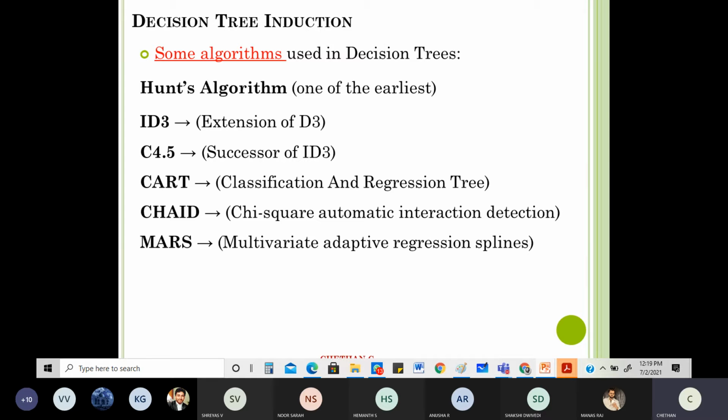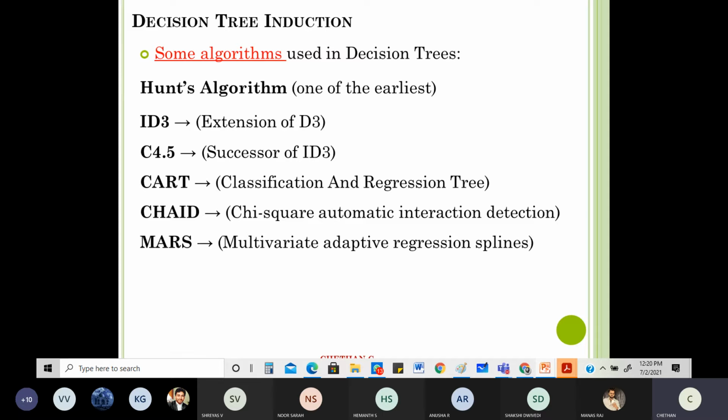Now, what is the next thing? All these algorithms: one, UNS, ID3, C4.5, the successor of ID3. Then you have CART. What is CART? Classification and regression tree. You're going to learn a lot of things related to regression in the 7th semester. Then you have CHAID, however you pronounce it. What is more important is to know the full form. It's called chi-square automatic interaction detection.